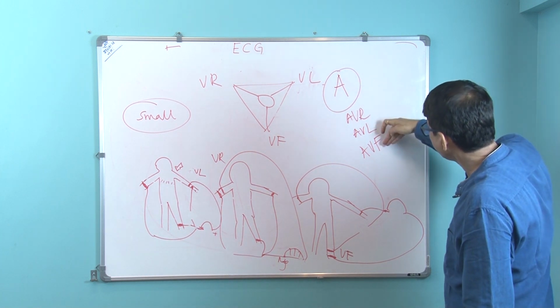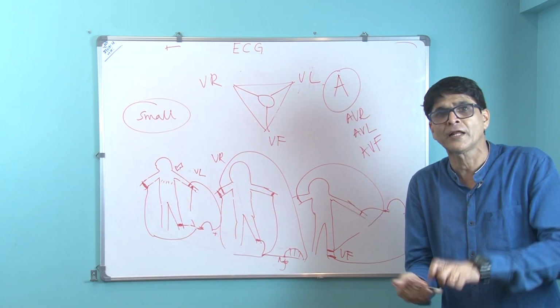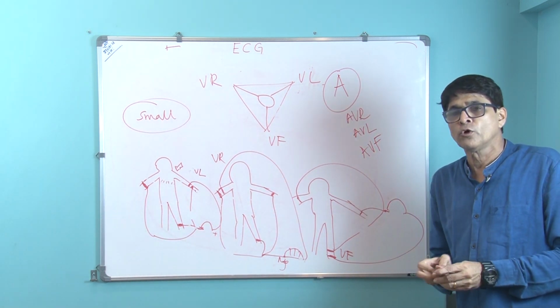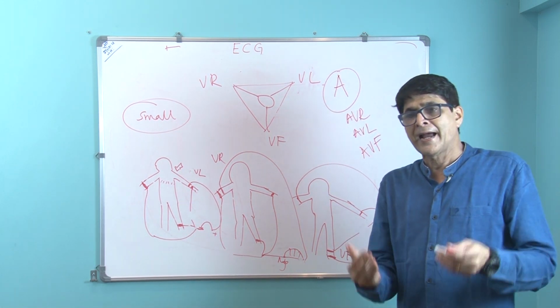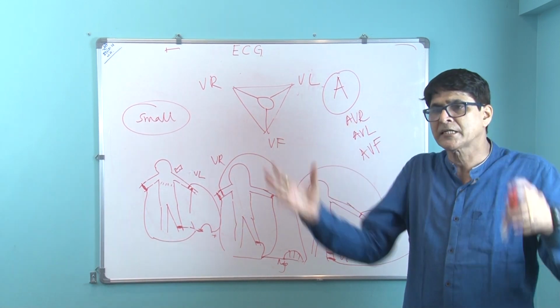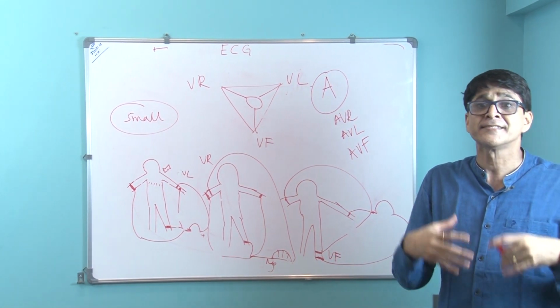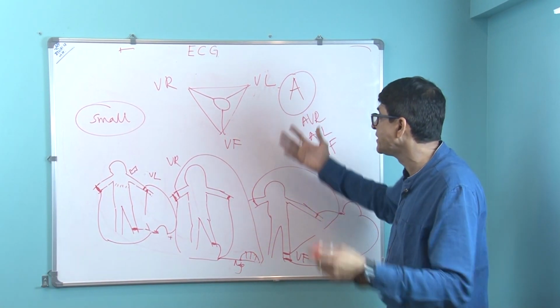So augmented leads: left arm, right arm, left leg. Augmented means to increase, you know, like the medicine Augmentin. It contains amoxicillin, and clavulanic acid has been added to it. So the spectrum of the antibiotic has increased. That's why it is known as Augmentin, meaning to increase.